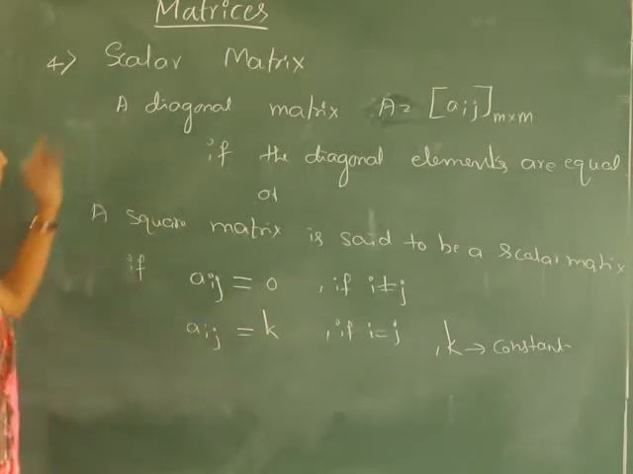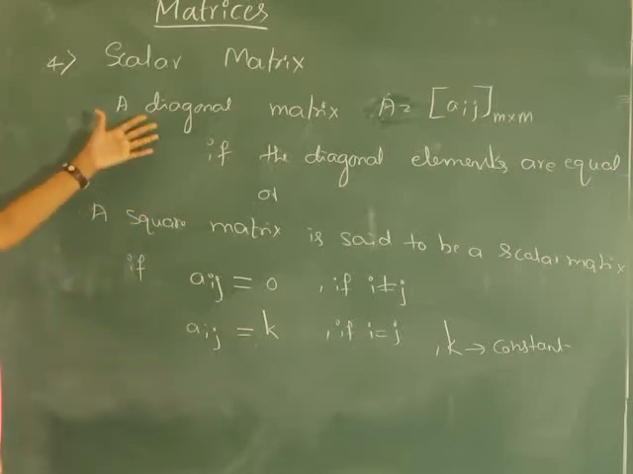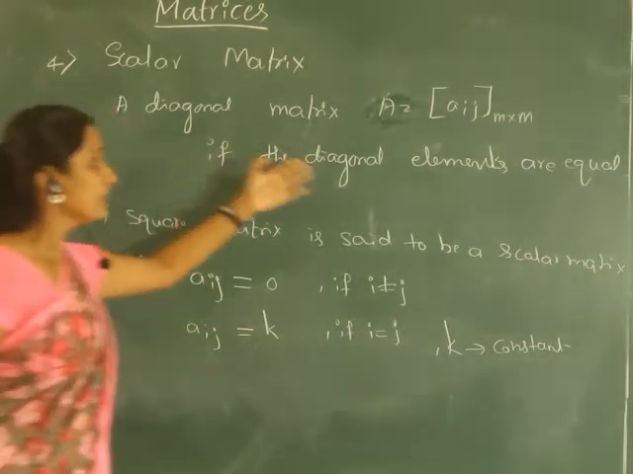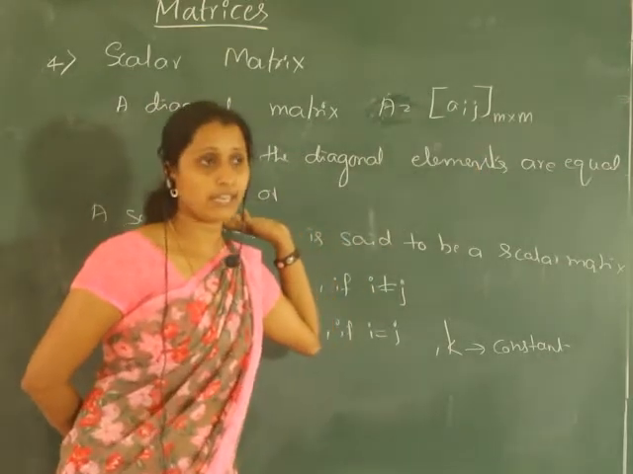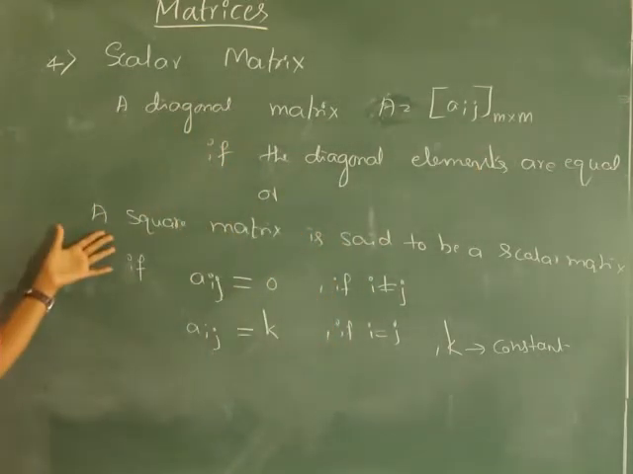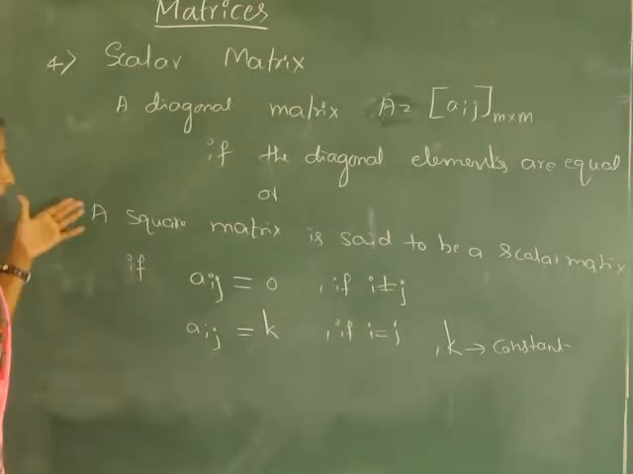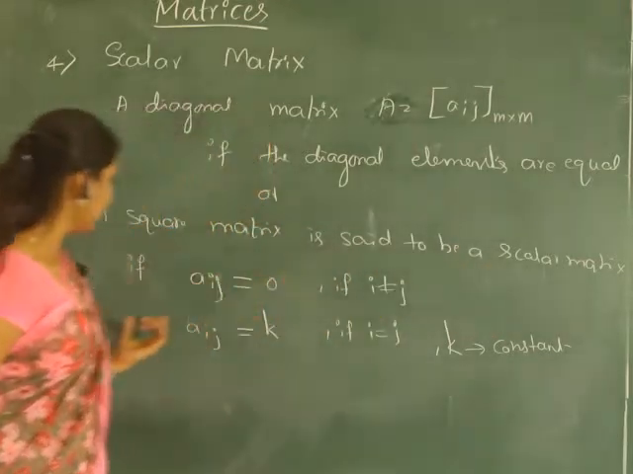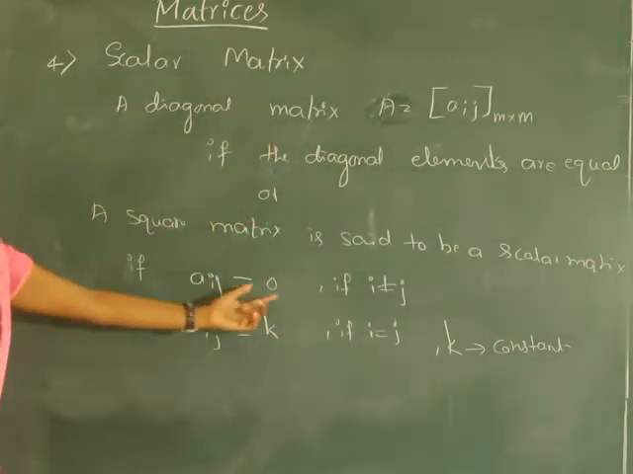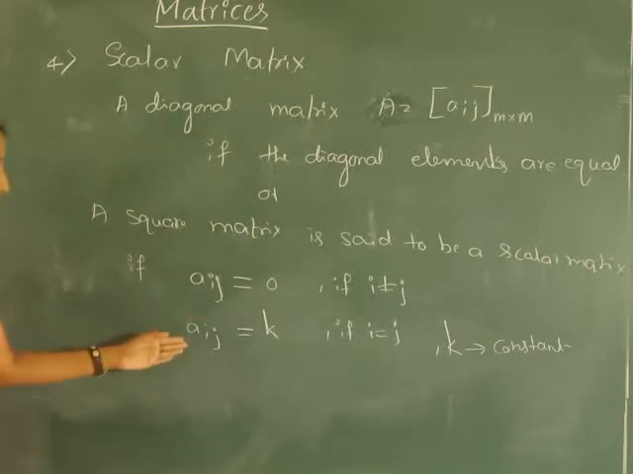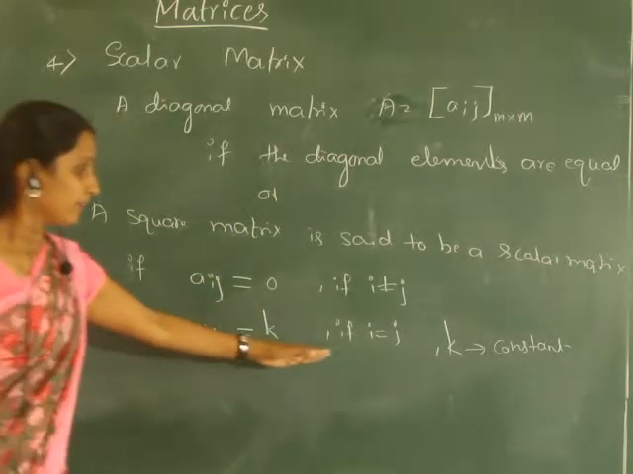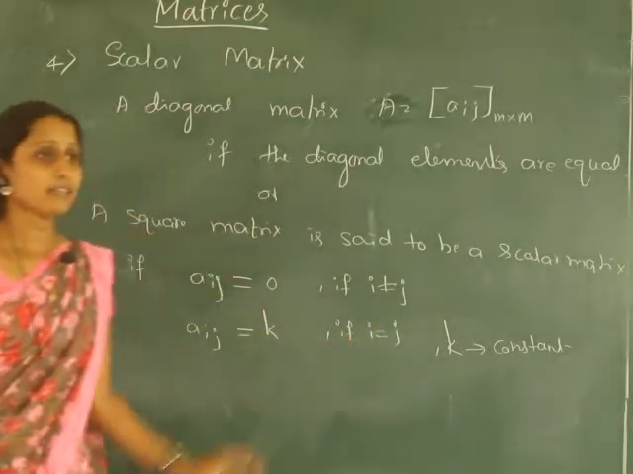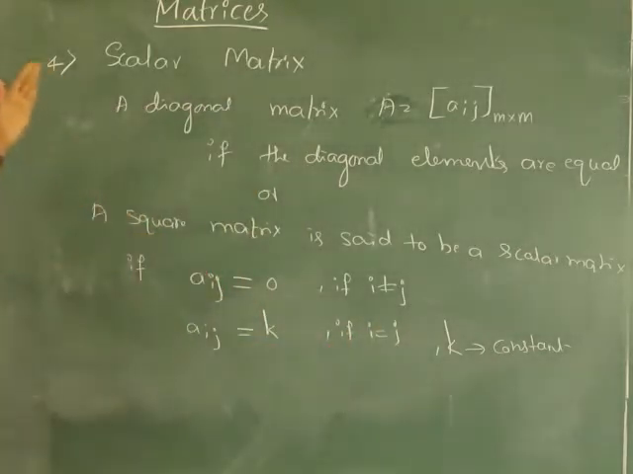So this is also one of the definitions of a scalar matrix. If we define it in terms of a diagonal matrix, we only have to write that the diagonal elements are equal. Or when we define a scalar matrix in terms of a square matrix, a square matrix A equal to [Aij] is said to be a scalar matrix if Aij equal to 0 if i is not equal to j, and Aij equal to k if i is equal to j, where k is any constant. So this is the definition of a scalar matrix.